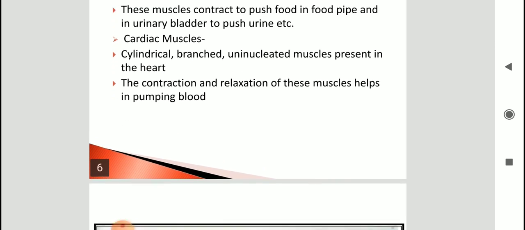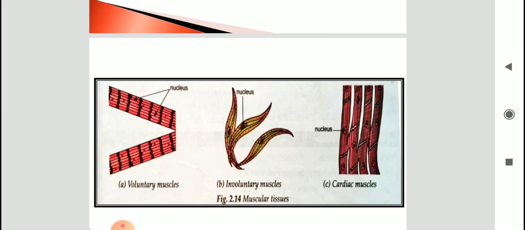If you see your book, on page number 23 you will find the structural details of all the types of muscular tissues. In the case of voluntary muscles, you can see the alternating dark and light bands and the presence of more than one nucleus. Now you know why they are known as striated muscles. Then involuntary muscles, I told you that they are spindle shaped and have one nucleus. Cardiac muscles are branched, so you can see the branches, and they are cylindrical and uninucleated. Alright.